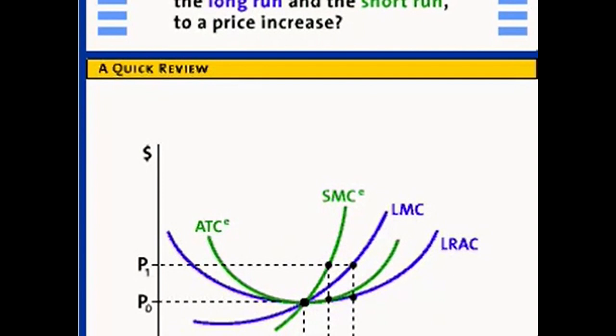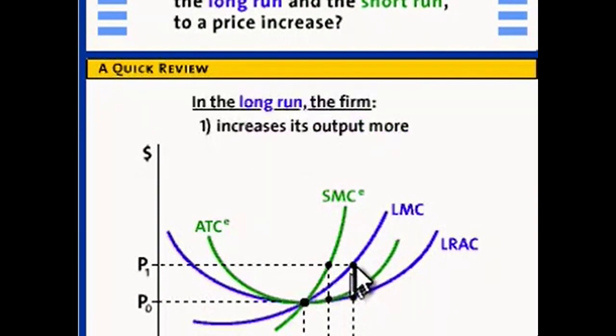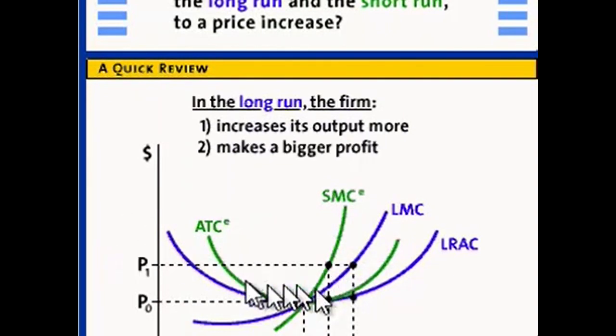So because it takes longer for the costs to catch up, the firm is able to increase its output more in the long run because it takes a bigger range of output for the marginal cost to catch up with the price. In the long run, the firm produces more output and the firm makes a bigger profit. In the next lecture, we'll look at how a single firm responds to a change in the market.